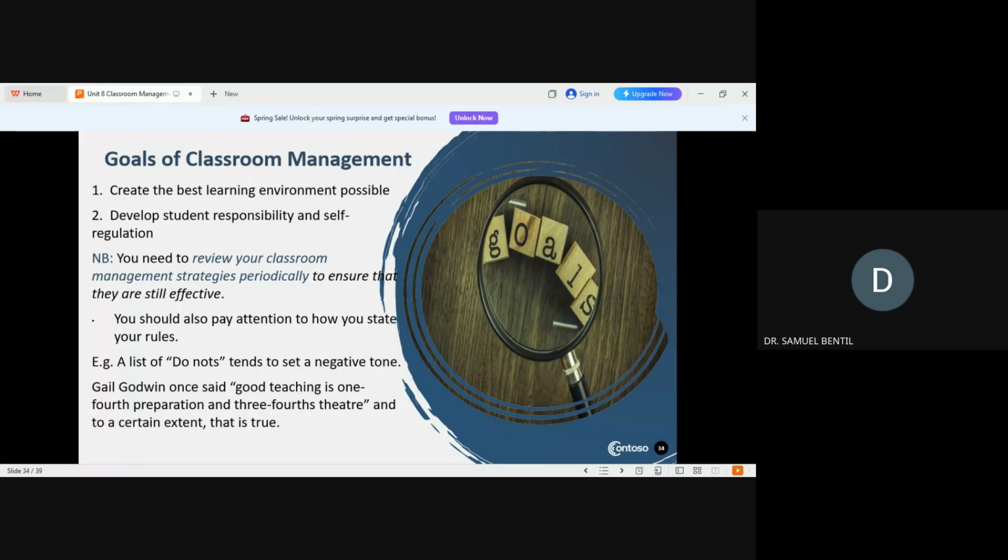But take note, as a teacher, you don't need to stick to one classroom management strategy. Day in and day out, you must review your classroom management strategy periodically to ensure that it is still effective. If you are the type that has one way of doing things, students are able to predict you. But when students are not able to predict your ways, your strategy, they will always be careful.